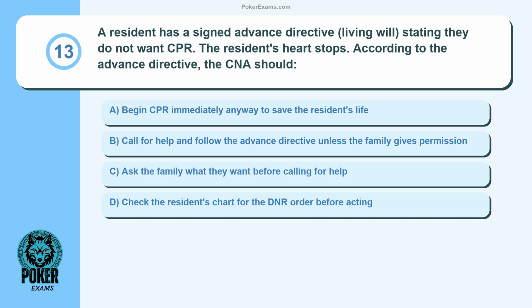Question 13. A resident has a signed advance directive, living will, stating they do not want CPR. The resident's heart stops. According to the advance directive, the CNA should begin CPR immediately anyway to save the resident's life. Call for help and follow the advance directive unless the family gives permission. Ask the family what they want before calling for help. Check the resident's chart for the DNR order before acting.